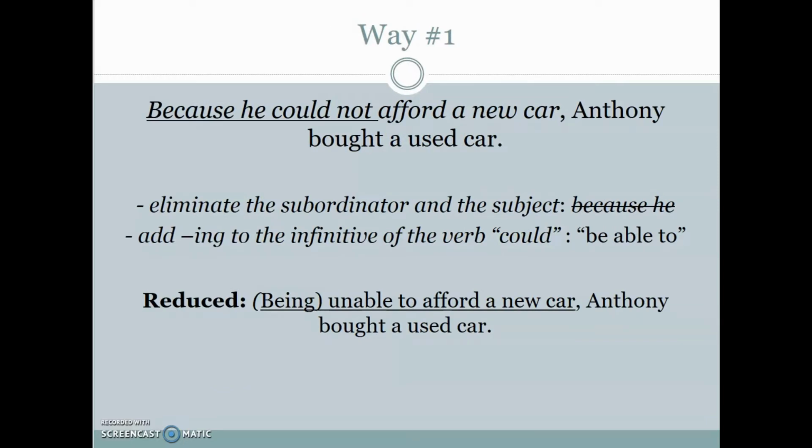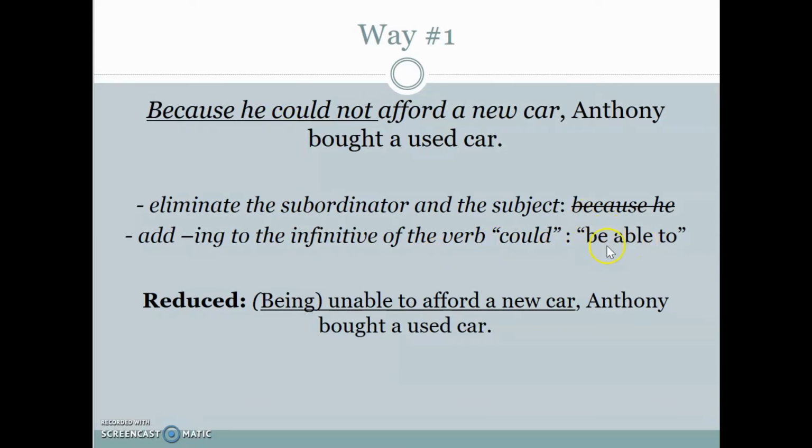Let's look at another example where we have the verb can or could in the DC. Because he could not afford a new car, Anthony bought a used car. Now, what's going to happen with the verb could? Again, this clause can be reduced because he and Anthony is the same subject. We're going to eliminate because, and now we're going to have to add ing to the infinitive of the verb could. Now, could is past tense of can, but the infinitive of can is be able to.